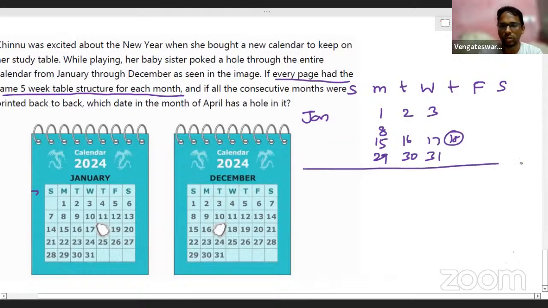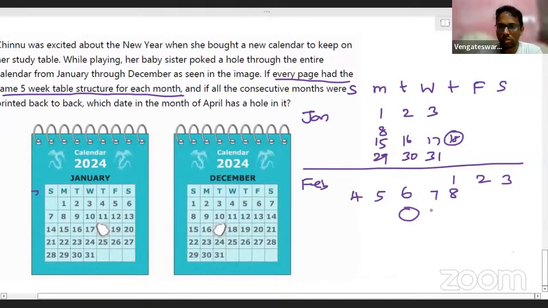Now come to February, students. How will February be? February 1 will be starting from Thursday. You agree with this? 1, 2, 3, 4, and so on. And the hole will be on the third row, but on Tuesday. Please remember that. So 4, 5, 6, 7, 8 here, and so on. But we don't have to worry about February, so I'm just going with this.